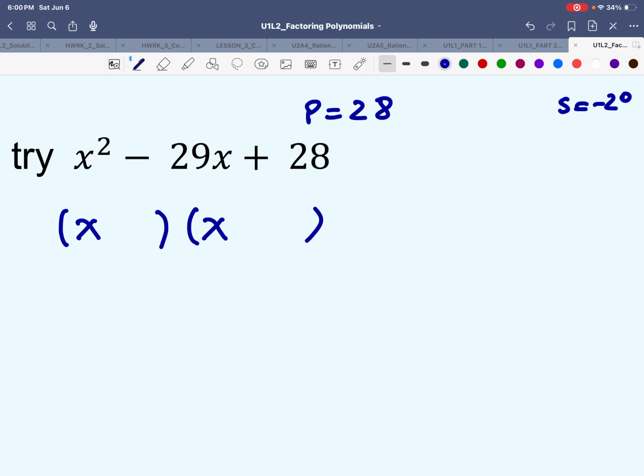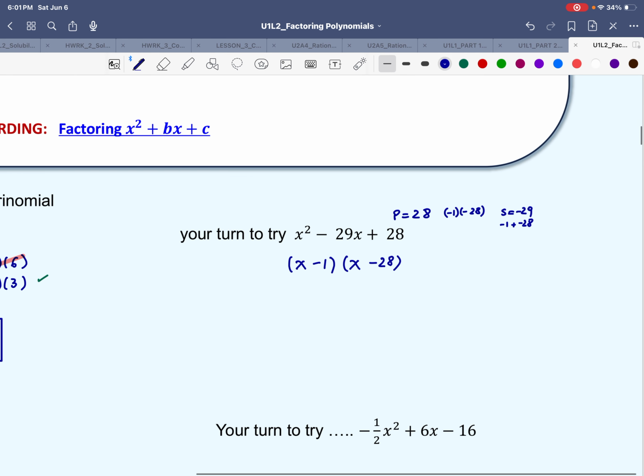Now I want you to think about it. If the two numbers add to negative 29, they're either both negative or one of them, the bigger one, has to be negative. But since the product is positive, it tells us that the two numbers must both be negative. So I'm going to start with my strategy, negative 1 times negative 28. And surprisingly, this does add up to negative 29. So this was not as hard. So we're done. This is the factored form.